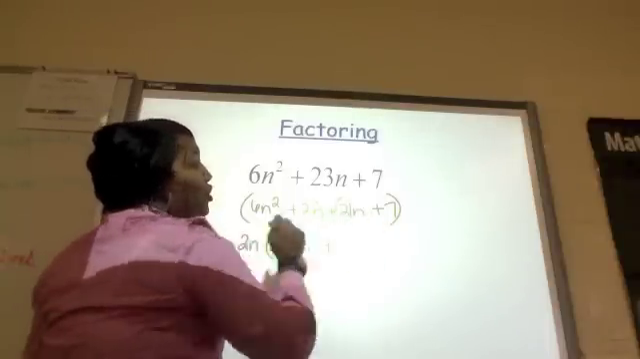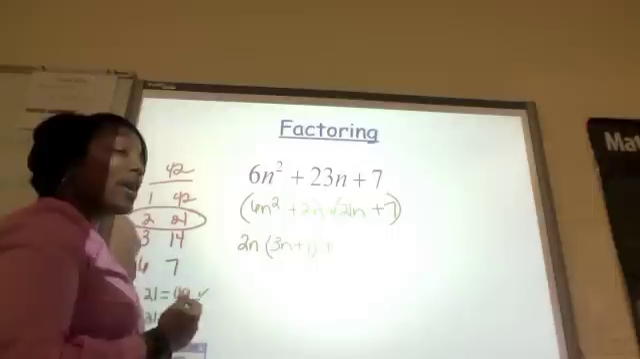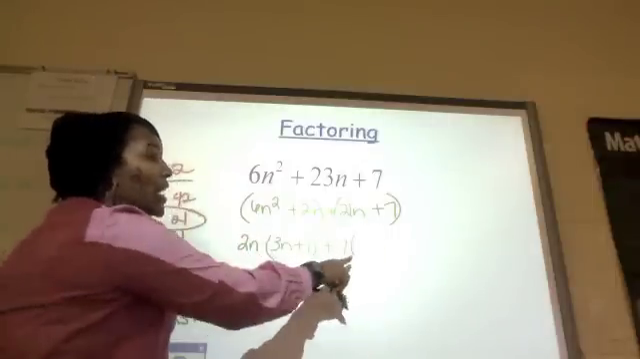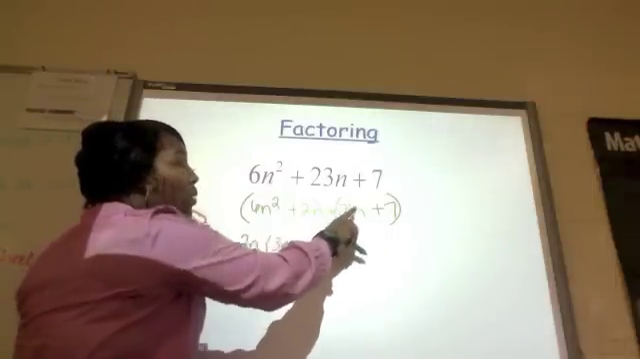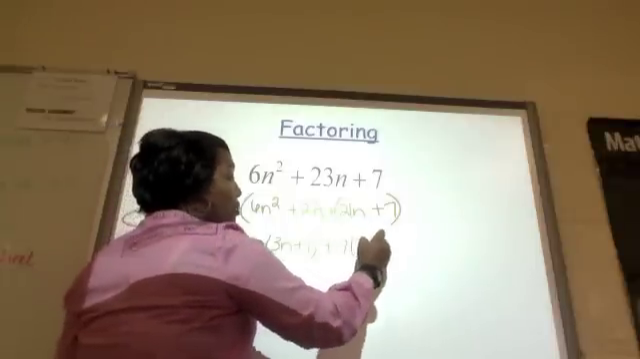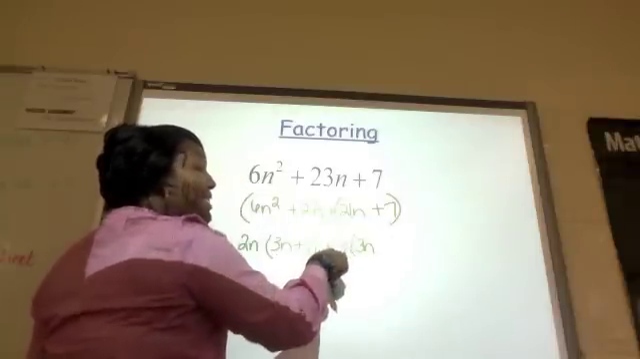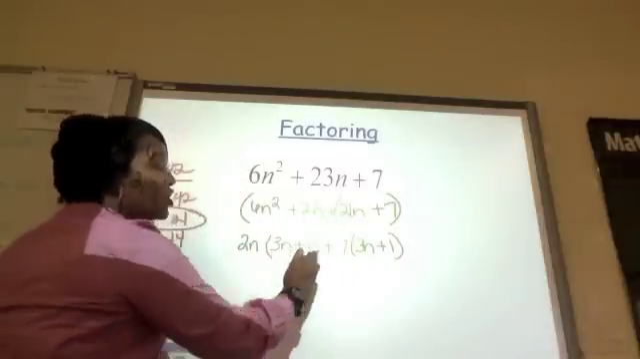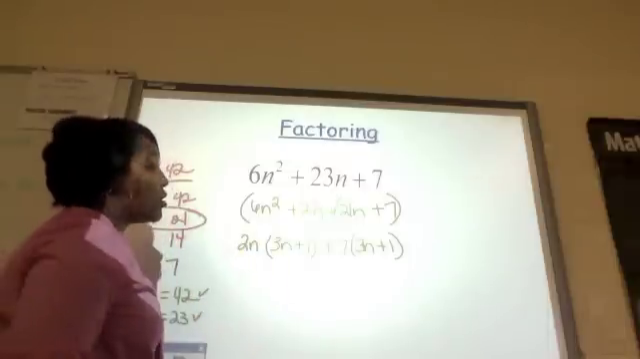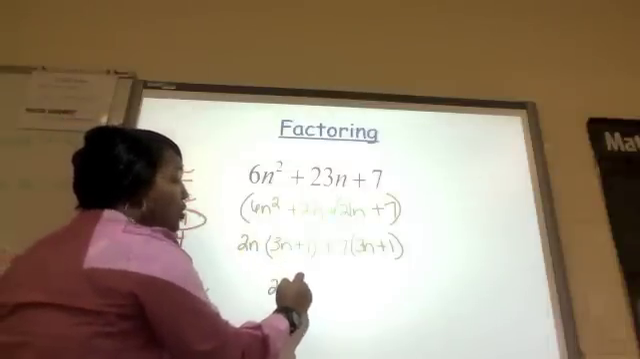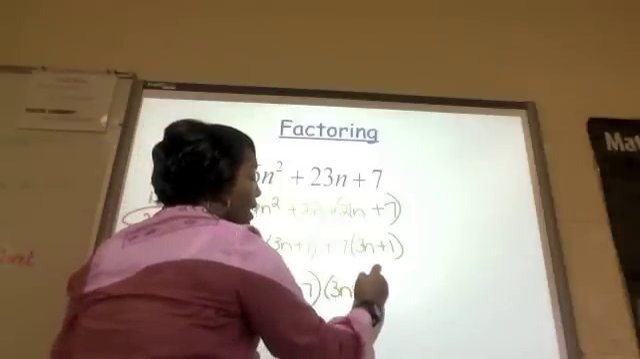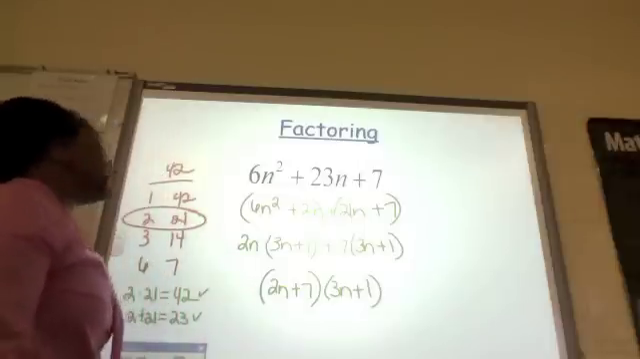Okay? Factor the second set of parentheses. My greatest common factor here would be a 7. Okay? What can I do to 7 to get 21n? That's 3n. And what can I do to 7 to get 7? Multiply by 1. Okay? My check system, so far so good. So my answer is 2n plus 7 times 3n plus 1.